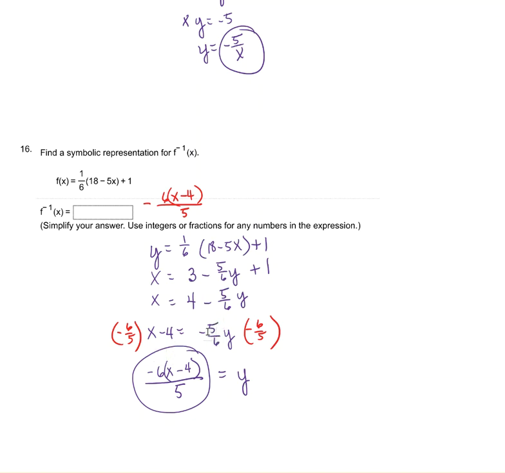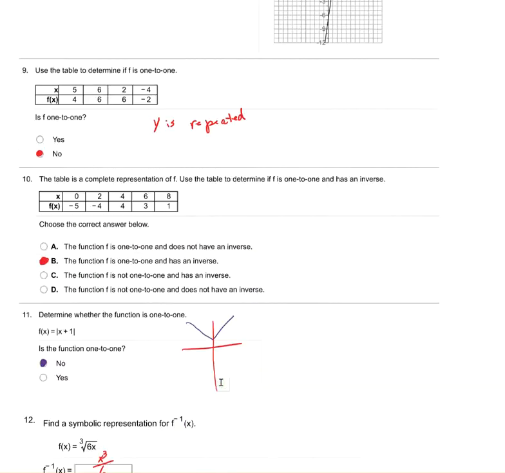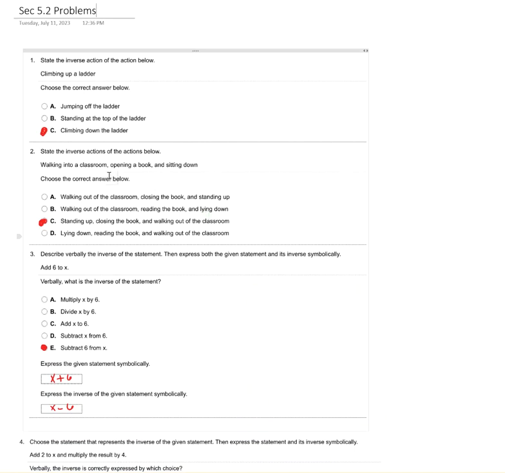To solve for y, we have to multiply by the reciprocal of this. So we'll multiply by negative 6 over 5. Those two cancel out, and we've got that over here. The way they'd like you to write the answer is to put it all over 5 and put negative 6 on the top, x minus 4. And that would be your inverse for that one. So most of those go pretty quick, and I think that should get you going on inverses.